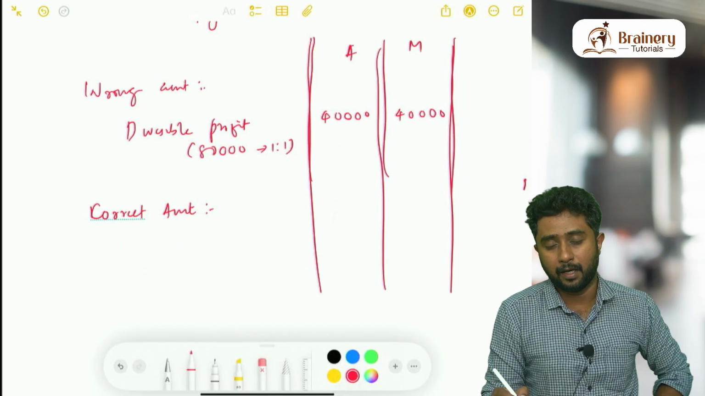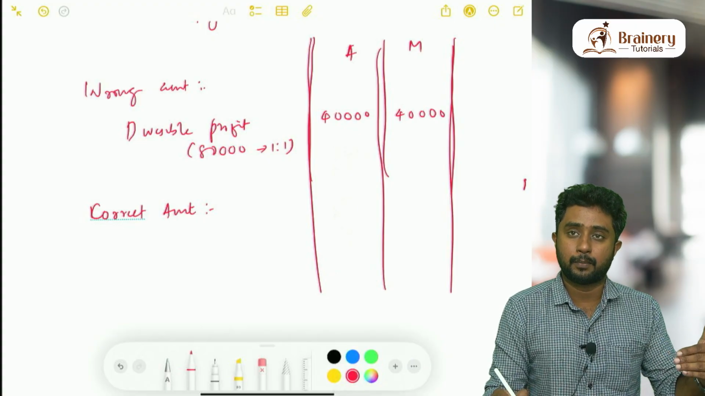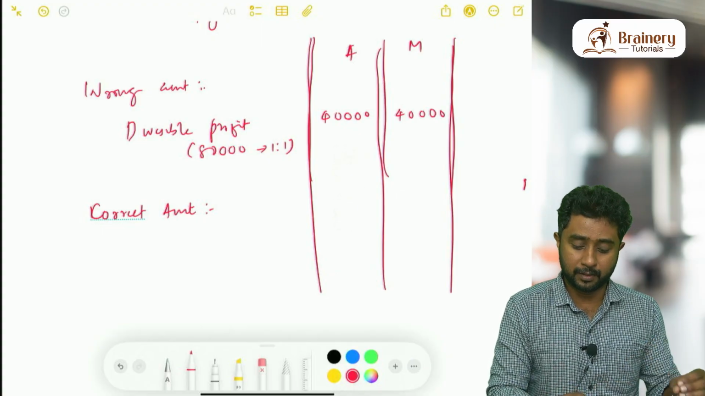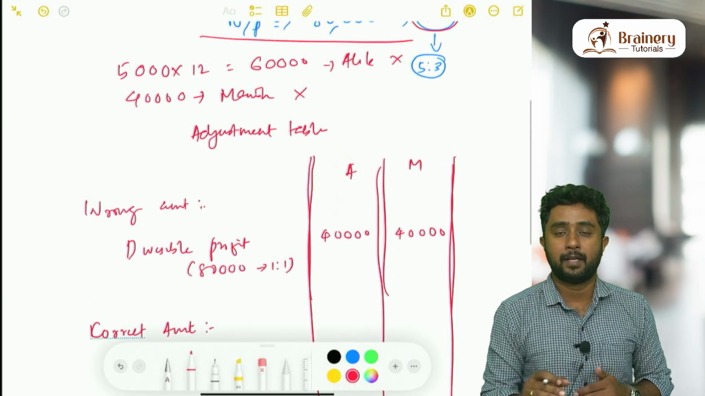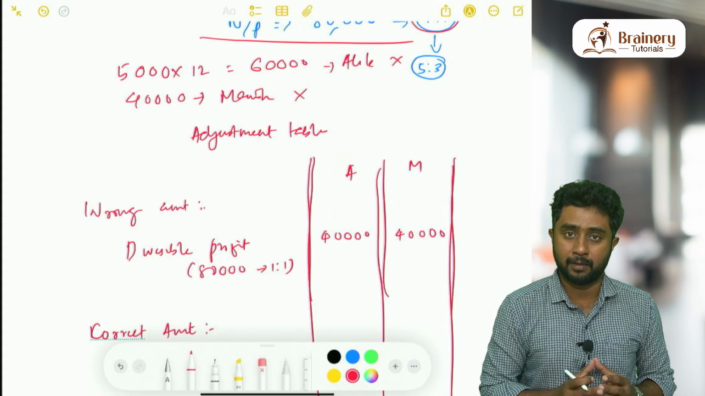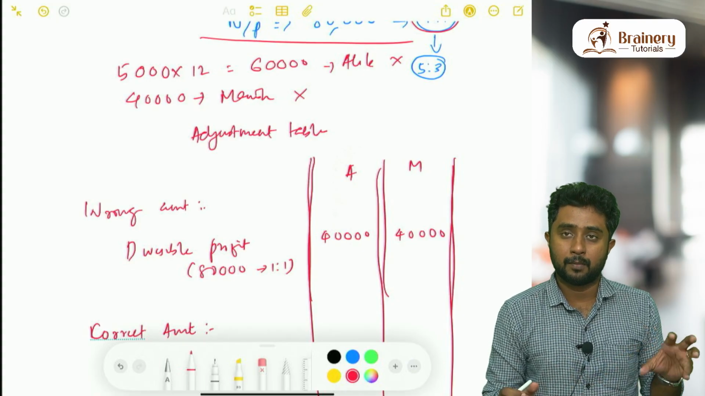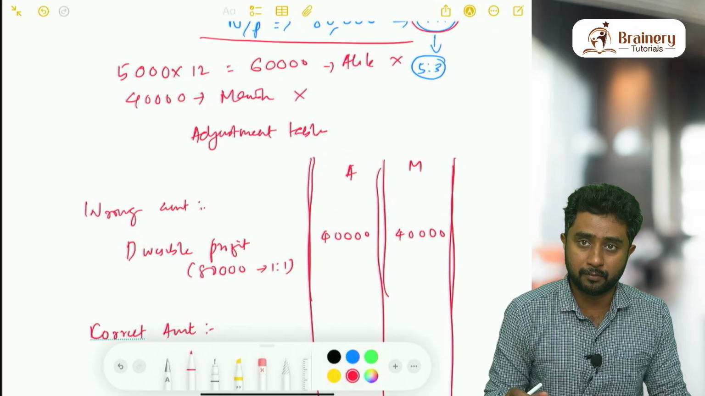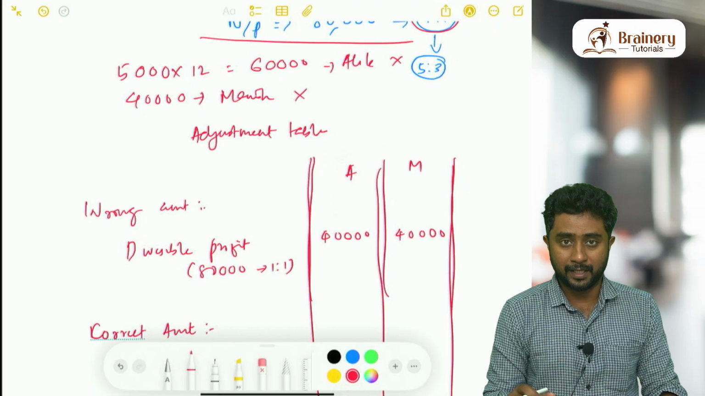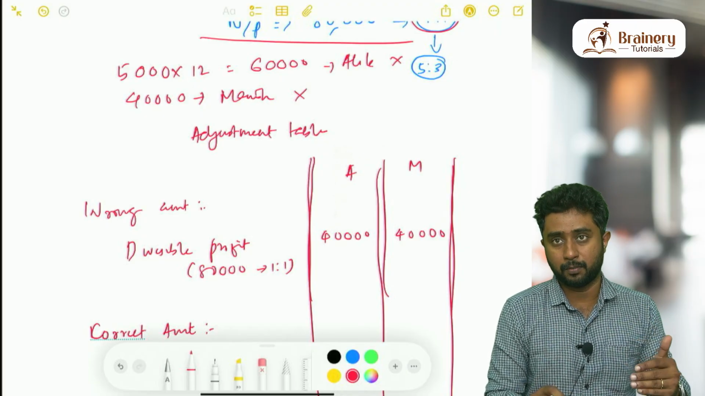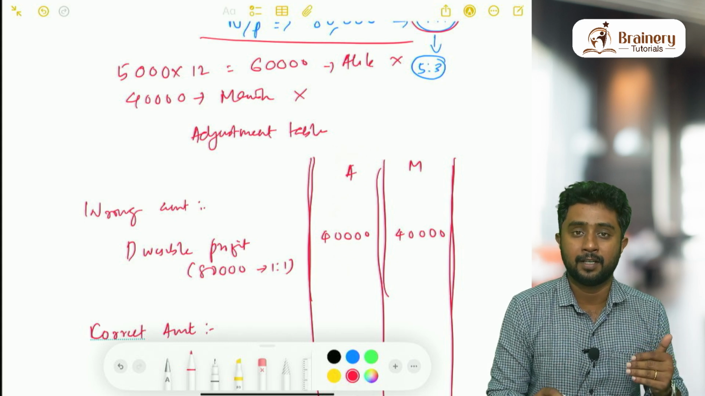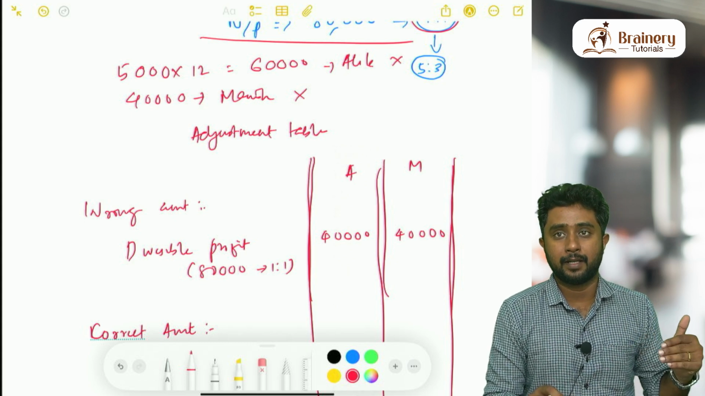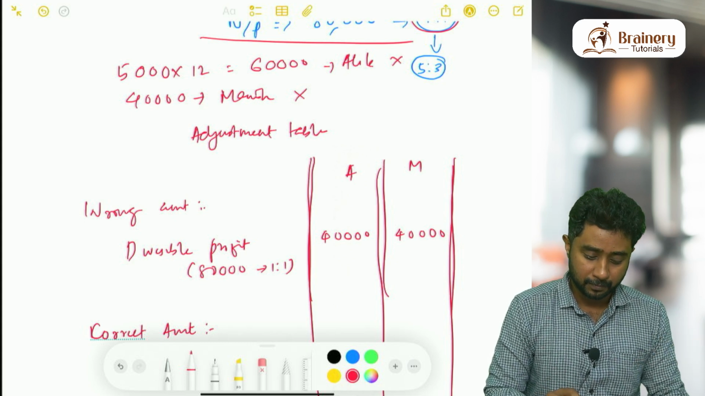When it comes to the correct amount, which are the amounts that are supposed to come in the capital account? That is what we are seeing. When we are preparing the partner's capital account, divisible profit will come on the credit side. So what are the amounts according to the question which are supposed to be there in the capital account? The amounts which are supposed to be there are called correct amounts, and those already recorded wrongly are called wrong amounts.